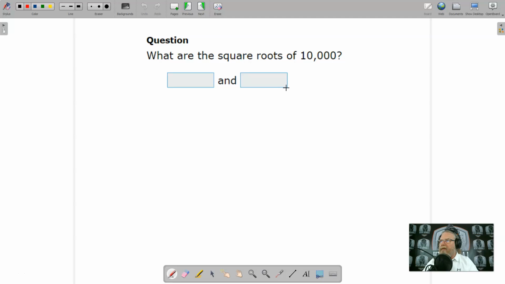What are the square roots of 10,000? So in this case, we're looking at plus or minus square root 10,000. So any perfect squares in 10,000? Well, there's 4 zeros, right? So in this case, it must be 100 times 100, right? So I could rewrite this as root 100 times root 100, splitting those up.